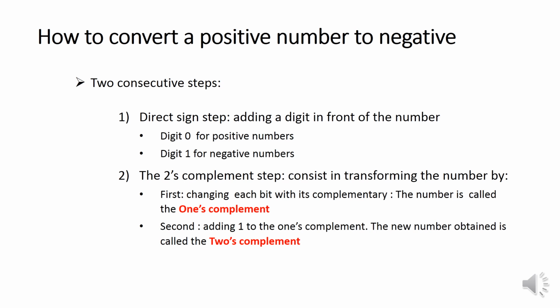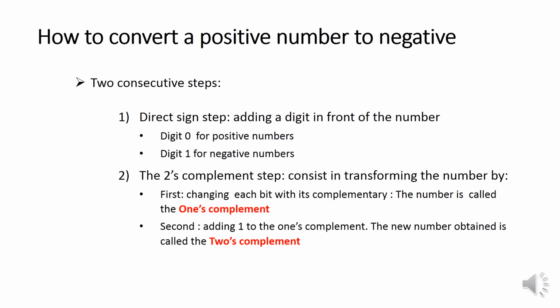The second step is called the 2's complement step, that consists in transforming the number obtained in the first step by first changing each bit with its complementary. The number obtained is called the 1's complement, and second, adding 1 to this 1's complement, and the new number obtained is called the 2's complement.